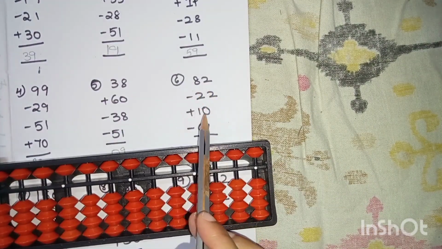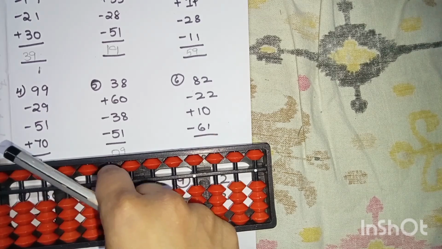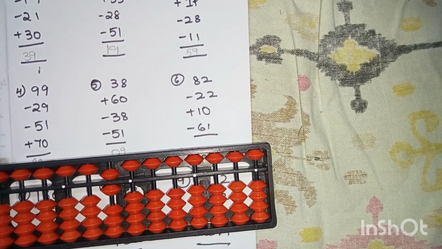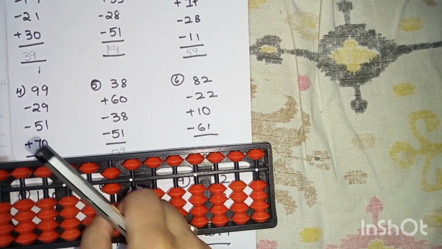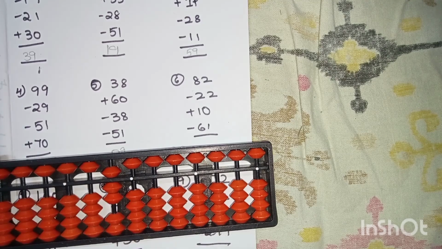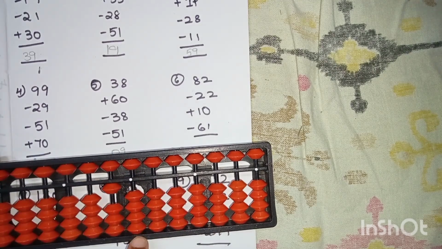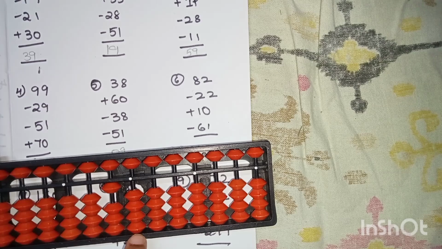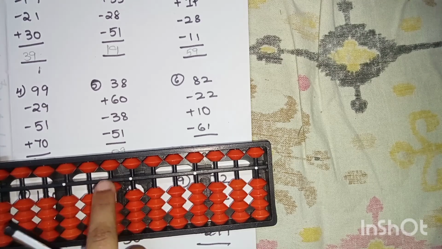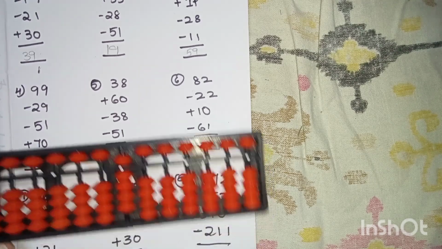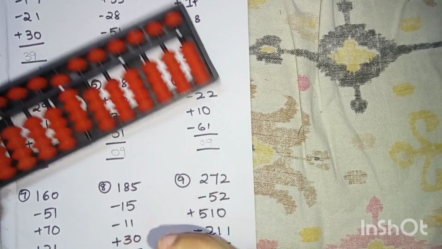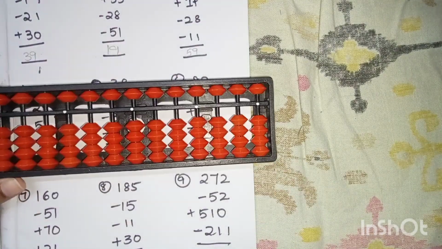Clear the scale. 82 minus 22 plus 10 minus 61. In the ones place rod, minus 1 is not available, so I am taking minus 1 is equal to minus 10, add 9. So what is the answer? Single digit 9. Clear the scale.